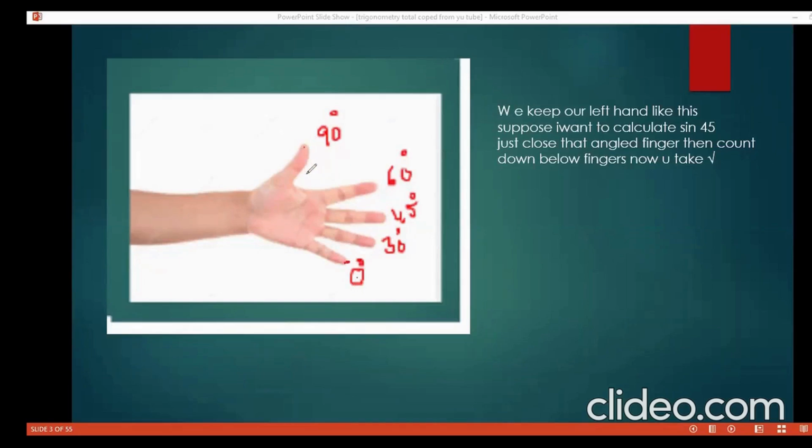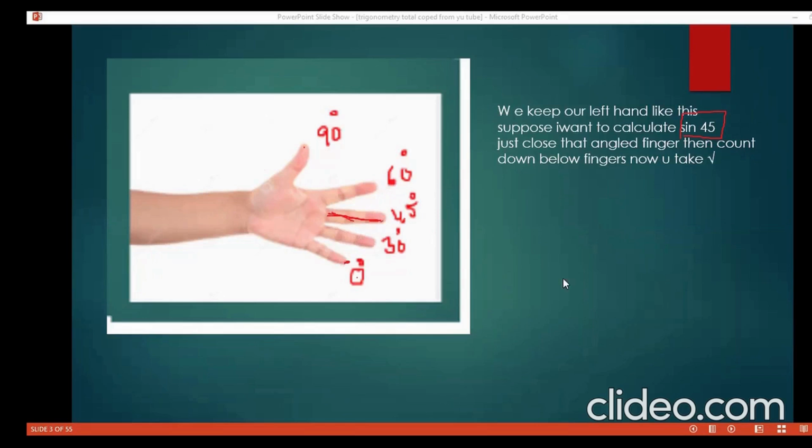After marking like that, suppose I want to calculate sine 45. For that, I fold this finger, and then you observe. When you fold the finger, you can see the angles below the finger and the angles above the finger, right? If I fold the middle finger exactly, then there are two fingers below and two fingers above. So now I want to calculate sine 45.